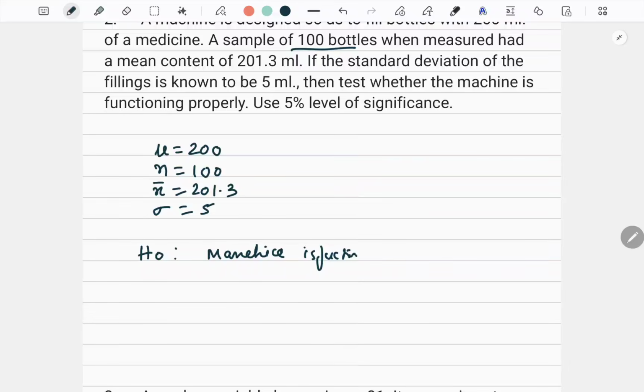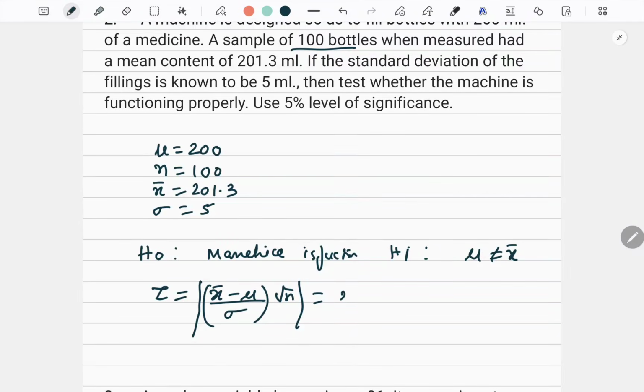And if you don't understand, you can write mu is equal to x bar. And H1, machine is not working properly, or mu is not equal to x bar. It's up to you what you want to write. Now what is Z? Z is equal to the absolute value of x bar minus mu upon sigma root n. So x bar is 201.3 minus 200 upon 5 and root 100.